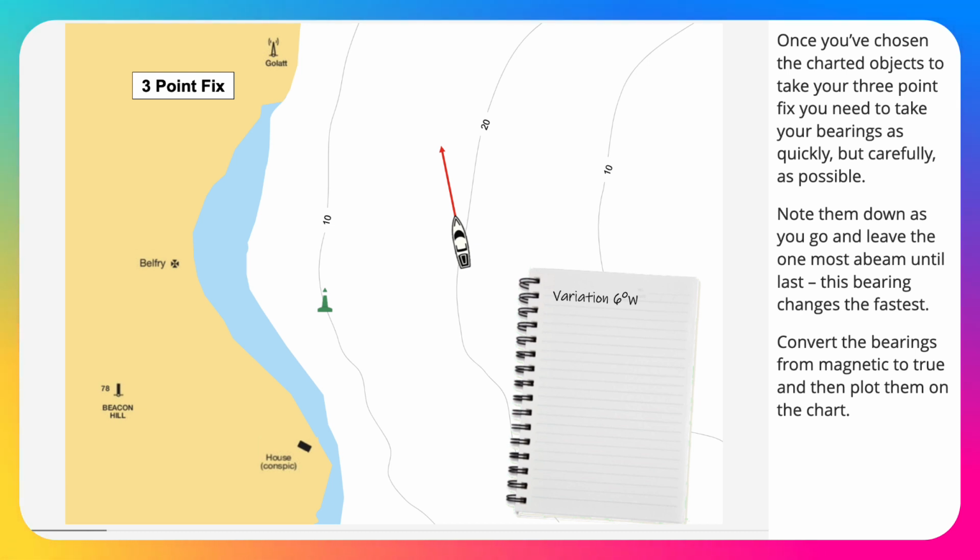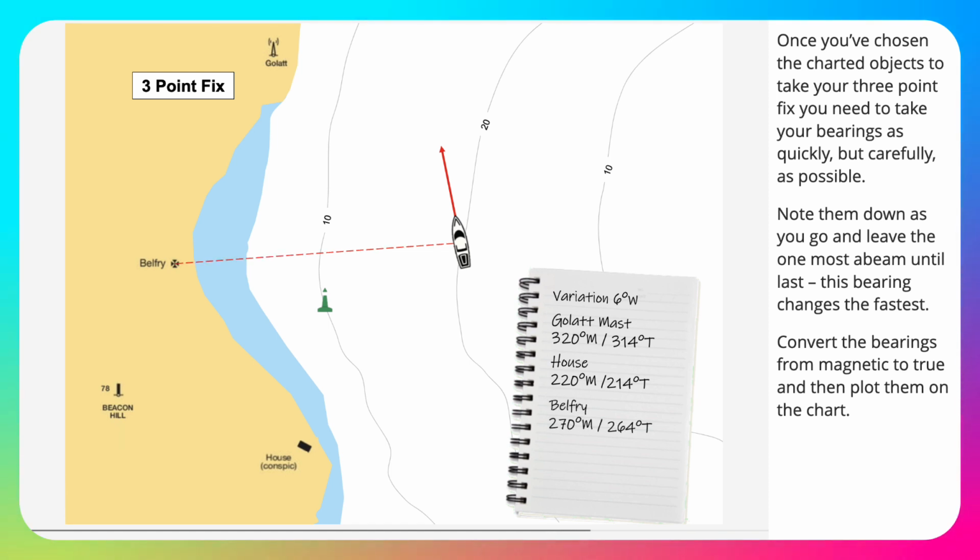Once you've chosen the charted objects to take your three-point fix, you need to take your bearings as quickly but carefully as possible. Note them down as you go and leave the one most abeam until last. This bearing changes the fastest. Convert the bearings from magnetic to true and then plot them on the chart.